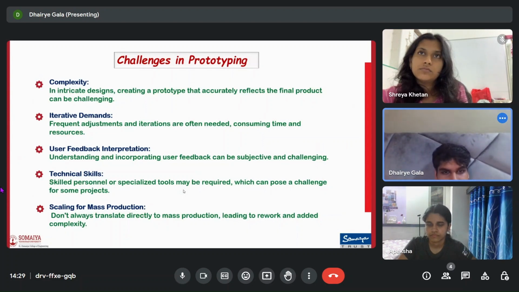User feedback and interpretation. Understanding and incorporating user feedback can be subjective and therefore challenging. Tech skills. Skilled personnel or specialized tools may be required, which may pose a challenge for some projects. And last is scalability. So it doesn't always translate directly to mass production, leading to rework and added complexity.